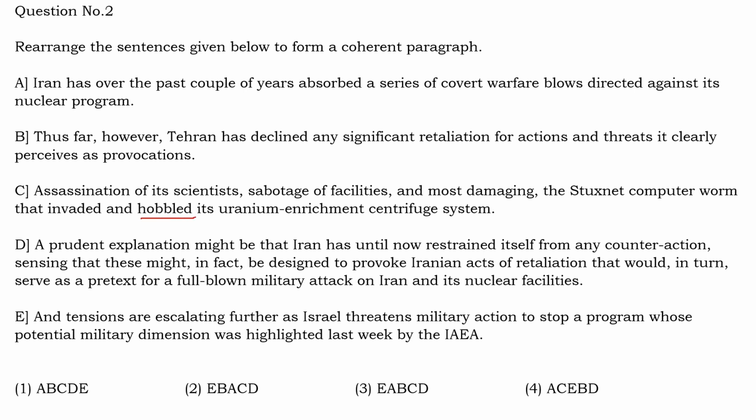Hobbled means temporarily disabled. That is the meaning of hobbling. The way you walk awkwardly when your leg is injured, that is hobbling. So a temporary disablement is hobbling. Even if you don't understand the expansion of IAEA, it's not a problem. Some organization you can think, but IAEA in fact stands for International Atomic Energy Agency.